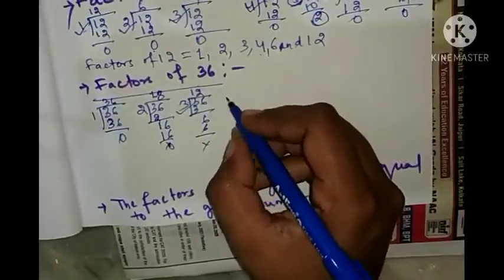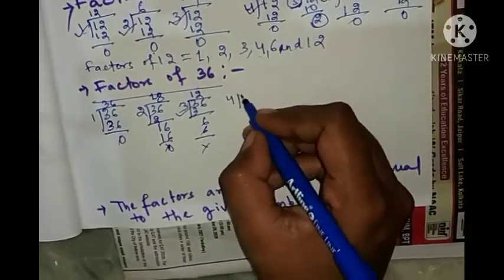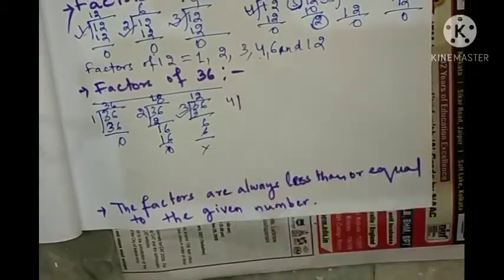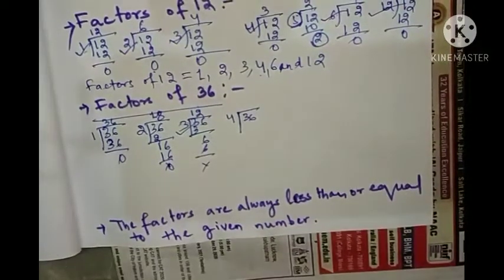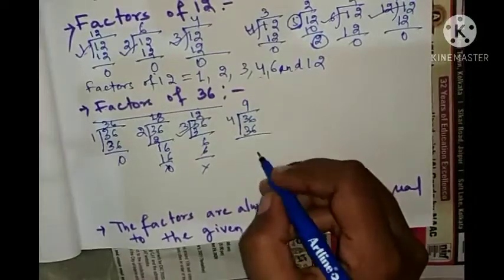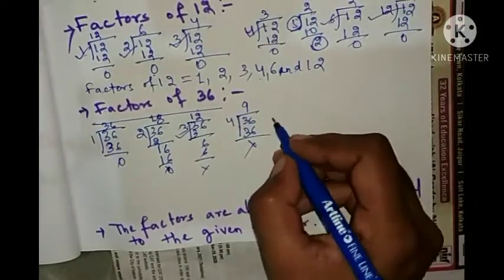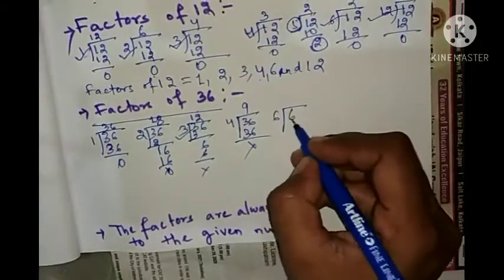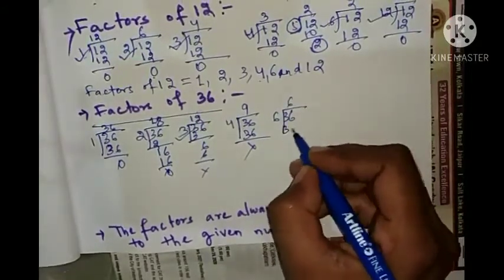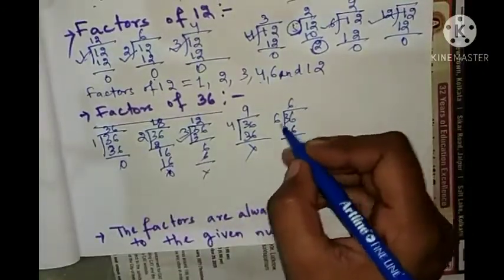Then 4. 4 nines are 36. Then 5 does not divide. Then 6. 6 sixes are 36. Like that, here 6 sixes are 36.